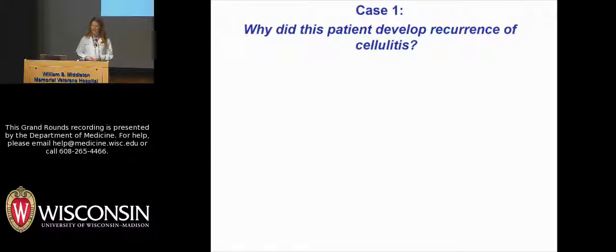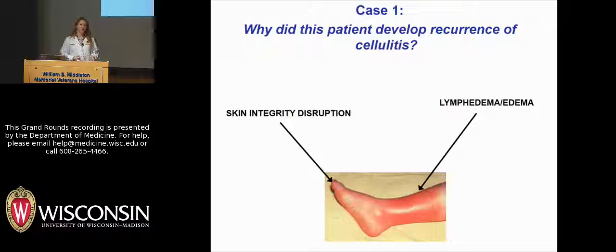So first, why did the patient develop recurrence of cellulitis? We see 2 main factors that really contribute to recurrent cellulitis, particularly in the lower leg. And these are skin integrity disruption and lymphedema or edema. With skin integrity disruption, the barrier of the skin allows pathogens, when it's disrupted, to enter the dermal and subcutaneous tissues. And then when there, with lymphedema or edema, it can replicate basically in the media and resist the host defenses.